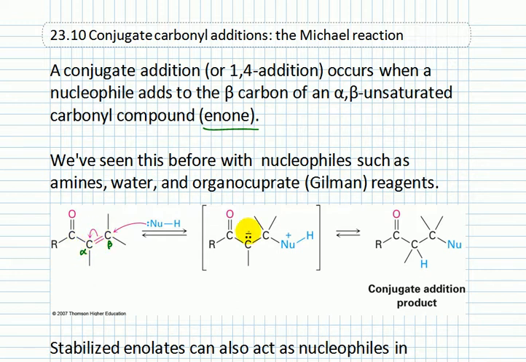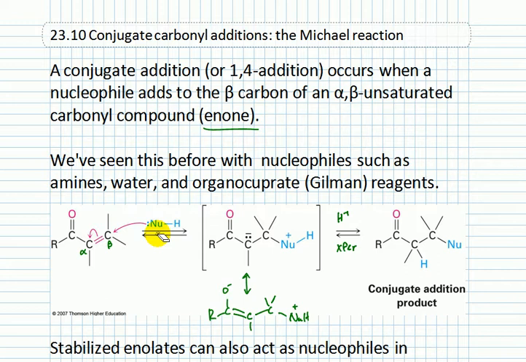The electrons move on to the alpha carbon, making this enolate, which, remember, has a resonance structure, CO minus, double bond, C, and then the nucleophile added to the beta carbon. Then a proton transfer will protonate the enolate and deprotonate the nucleophile that had been added, giving us the neutral conjugate addition product. Notice that the double bond is gone in the conjugate addition product.